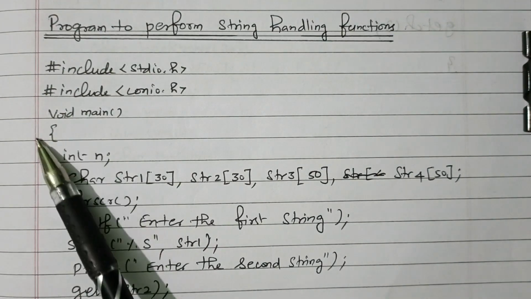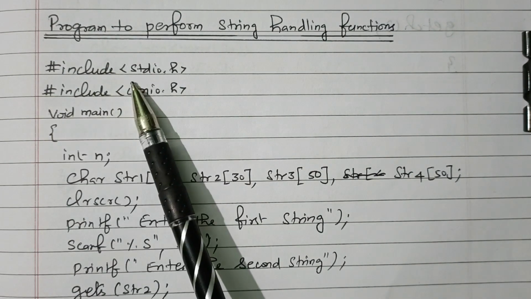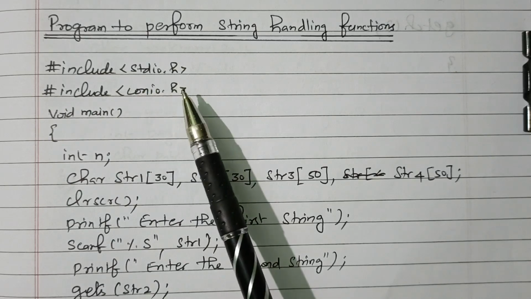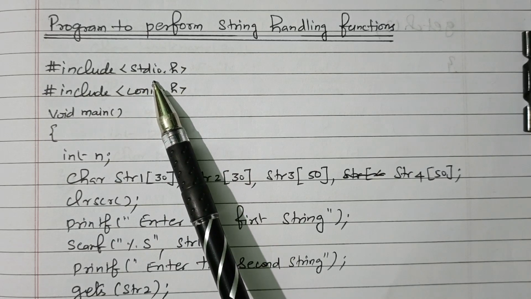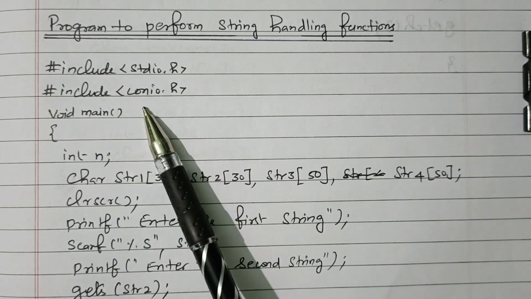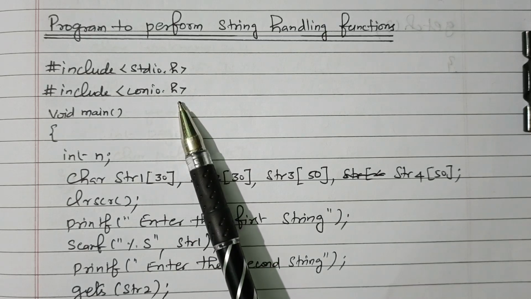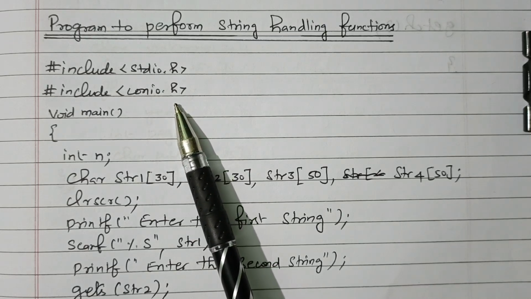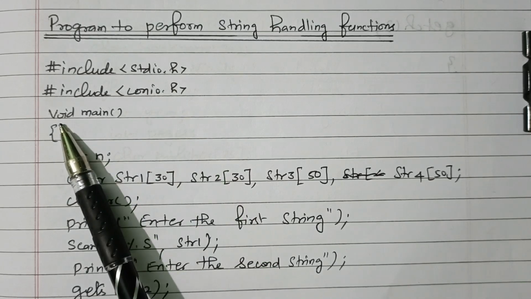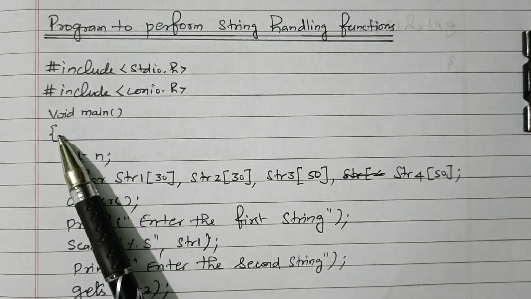First we'll include the header files. Hash include stdio.h, standard input output dot h header file. It is used for printf and scanf. Hash include conio.h, console input output dot h header file. It is used for getch and clear screen. For that we are including them. Then start the main program. Void main, open the brace.